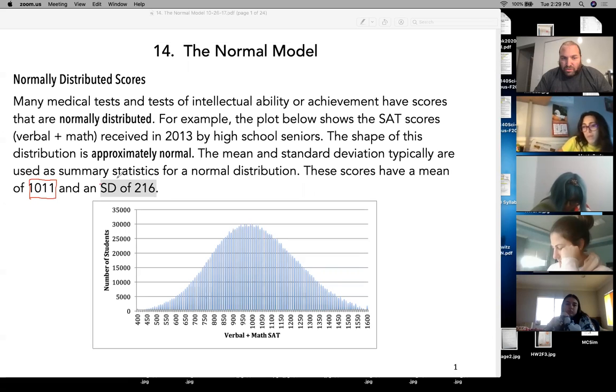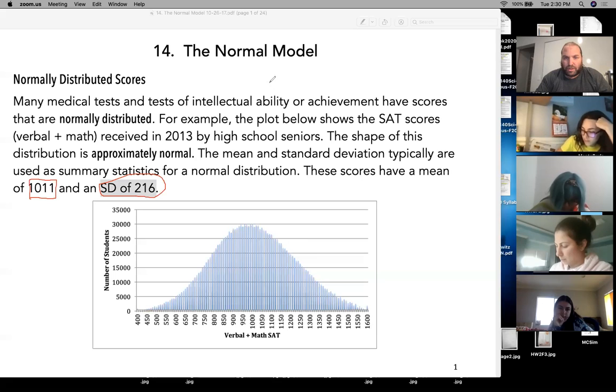The question is, how do they get that? Now the answer is they did the formula. But can we look at the graph and come up with a value close to here? And the answer is yes. So let me show you how. I'm going to trace out the distribution.